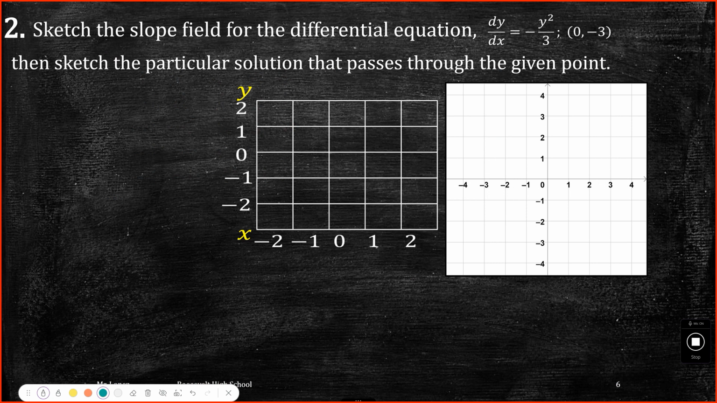Let's go. Number 2. Let's continue number 2. Write it down. Sketch the slope field for the differential equation. It's going to be the same along the x, no?